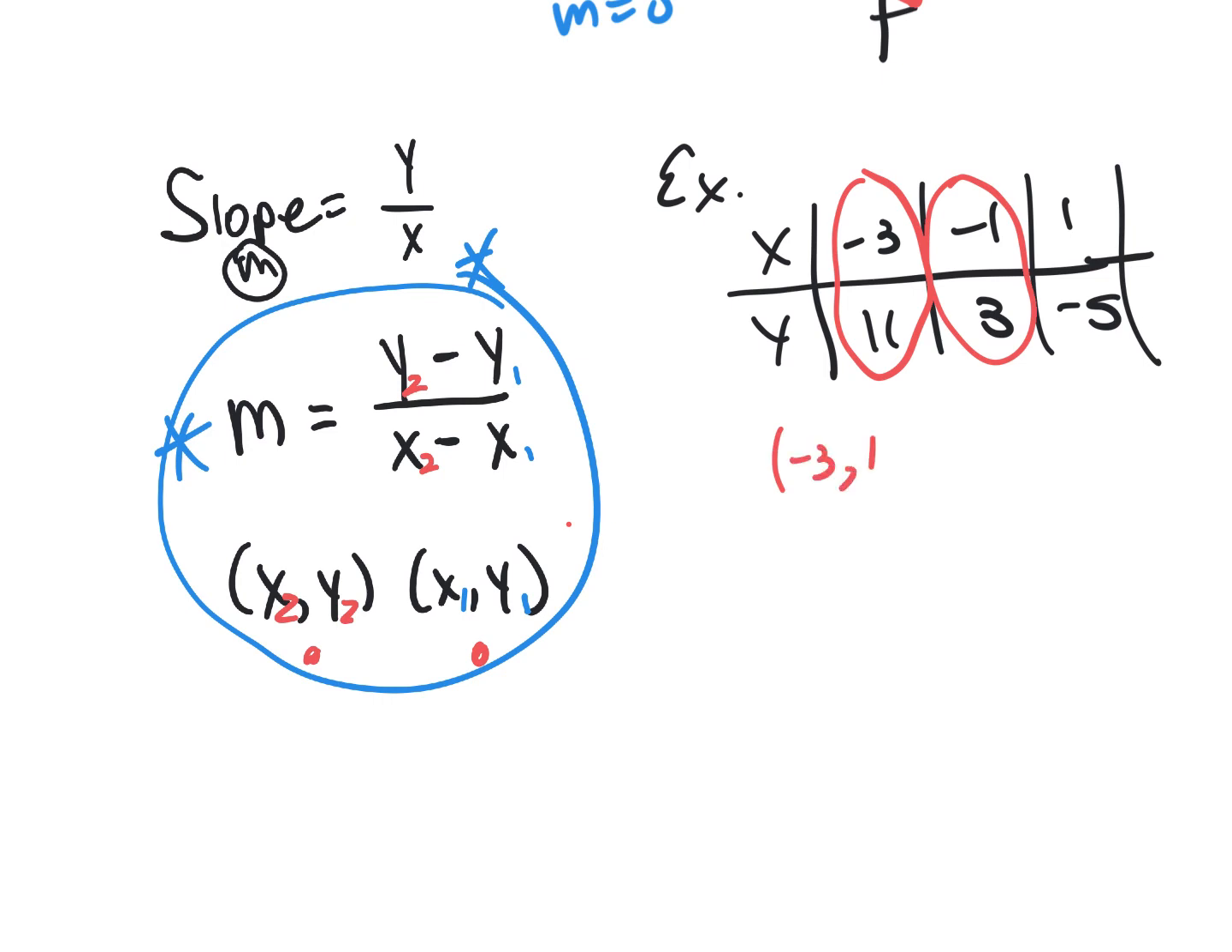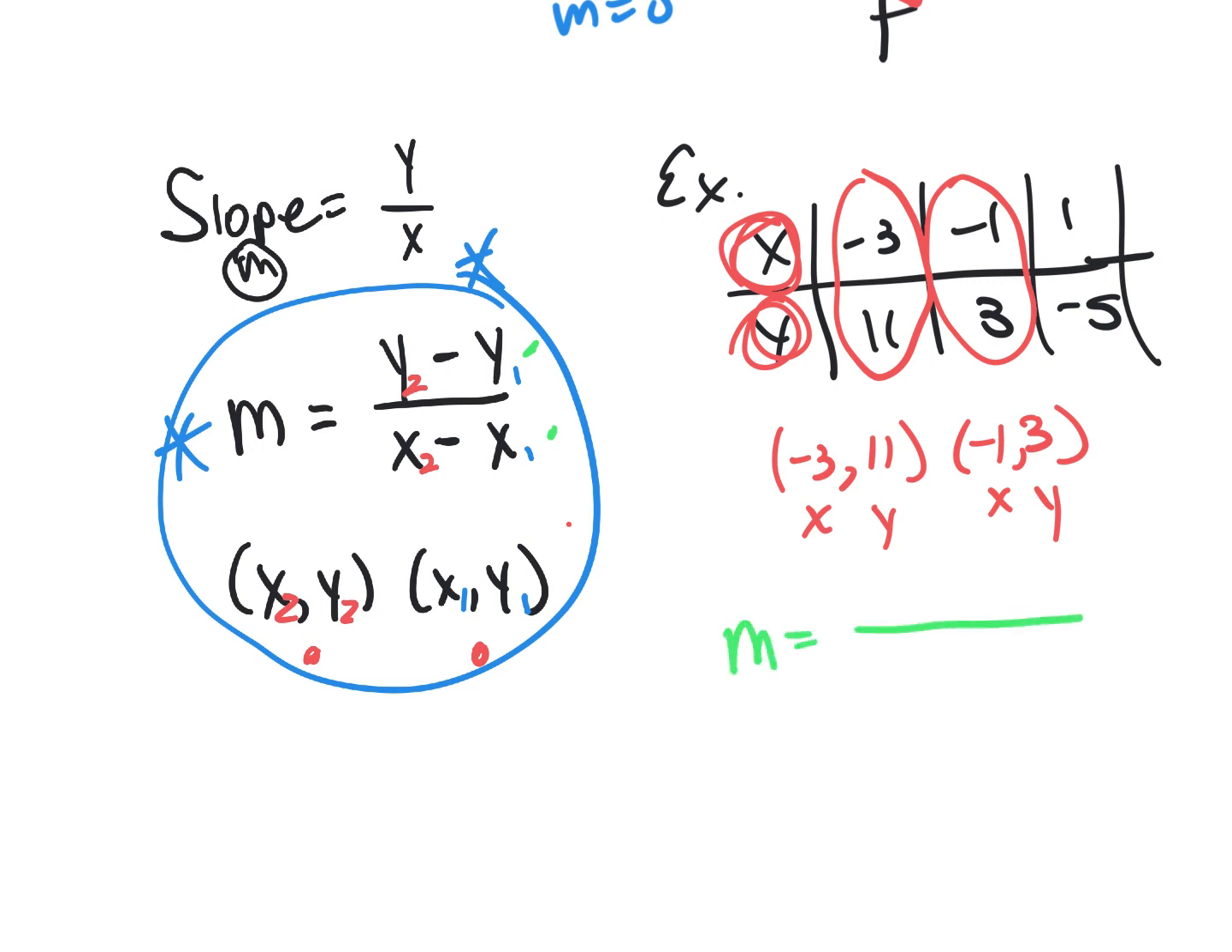I am going to rewrite them so I don't get confused on which one is X and which one is Y. Remember, it always goes alphabetical order, X, Y, X, Y. The reason is because look what they do here. They put X on top and Y on the bottom, but I need Y on top and X on the bottom. Okay, so I'm gonna say M equals, I'm gonna choose this group first. So I'm gonna put 11 over negative 3. It is always subtracting, always subtracting. Now I'm gonna look at this group. So I'm gonna have 3 over negative 1.